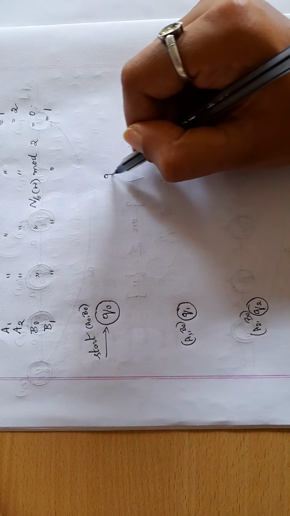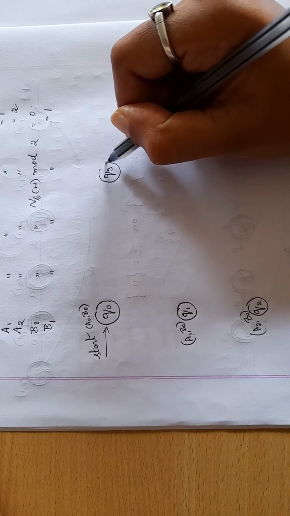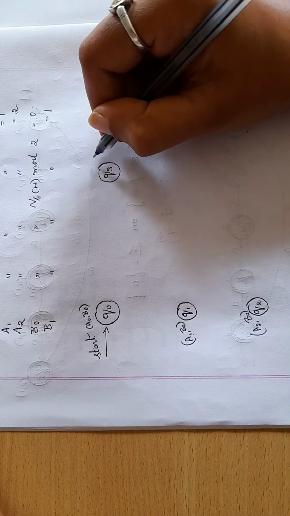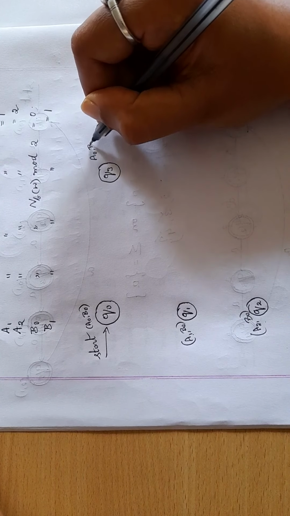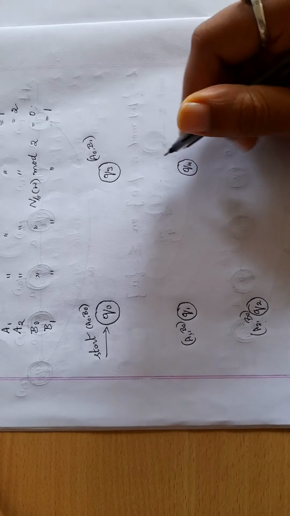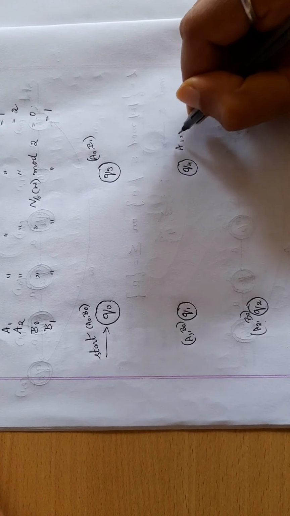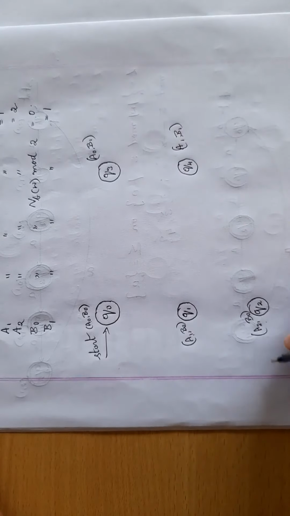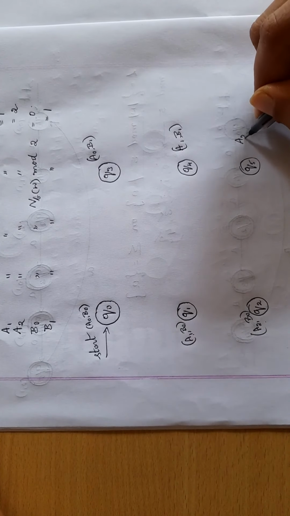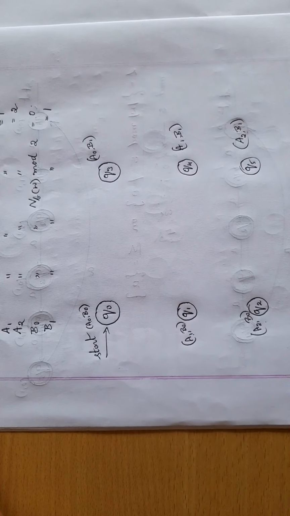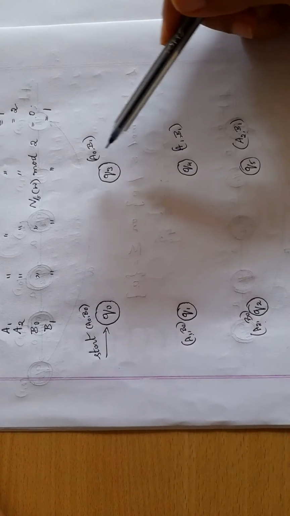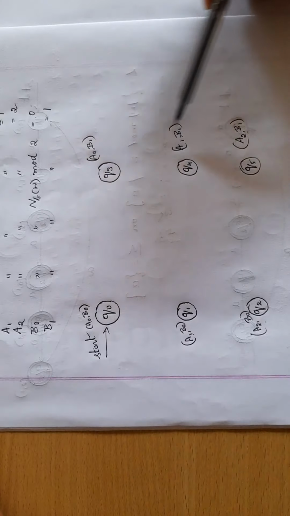Next I'll write Q3 here. A0, B0 is done, so next I'll take A0, B1 as Q3. Then I'll take Q4, that is A1 B1, and Q5, that is A2 B1. You can see here A0, A1, A2 with B0 remaining the same, and here A0, A1, A2 with B1 remaining the same.